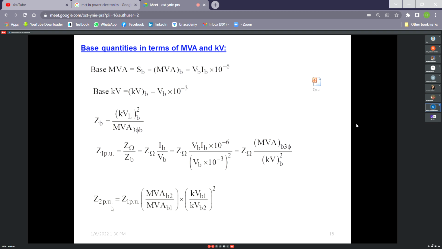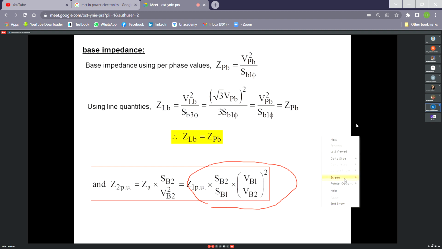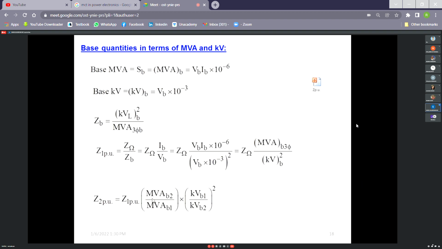Now, if we want to get that impedance value within a new base, say the new base is MVA2 and kV2, then we have to use this equation. This equation is written in terms of MVA: MVA2 by MVA_B1, and kV_B1 by kV_B2. So this is the thing. This slide is the same, but only the notations were different. Sometimes we represent it directly in this way. That's why I have kept this slide.